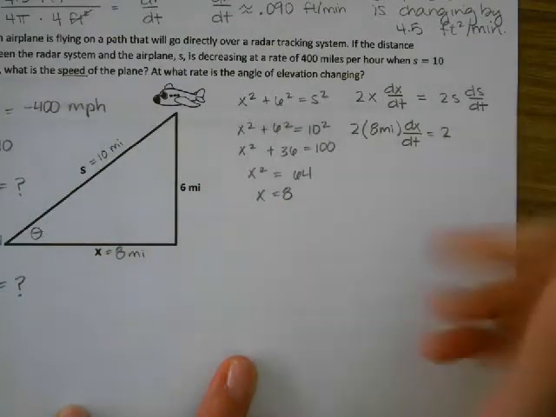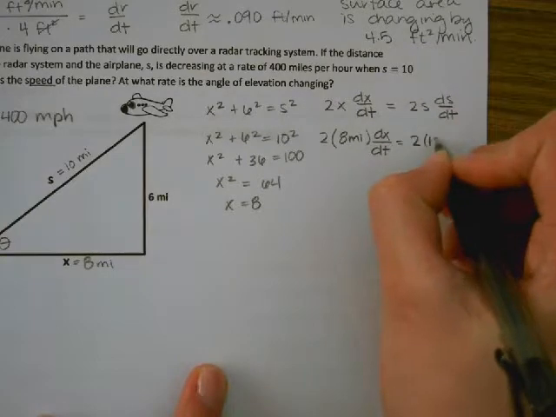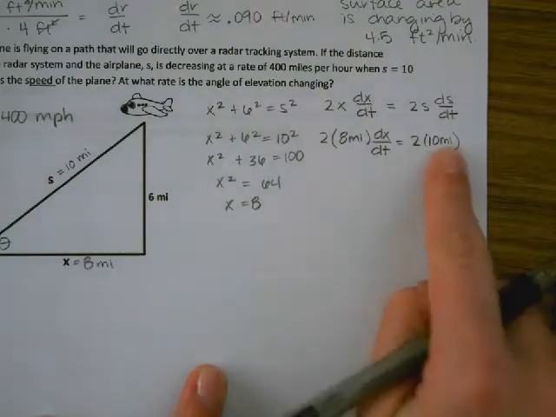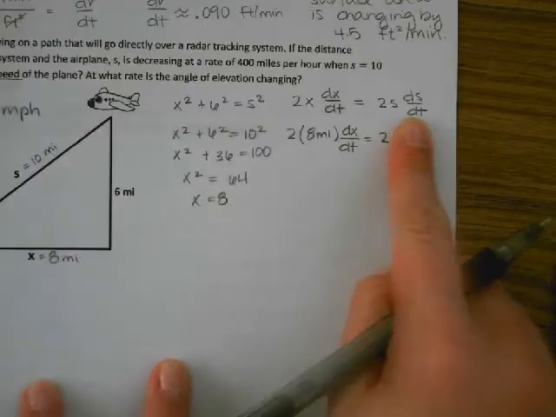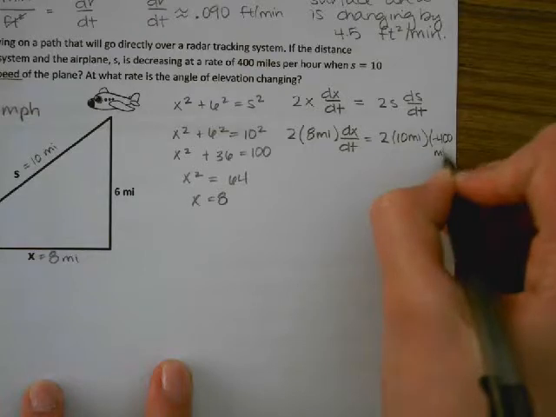And we've got 2, and what is our s value? 10 miles. And then what is our ds dt? Okay, so negative 400 miles per hour.